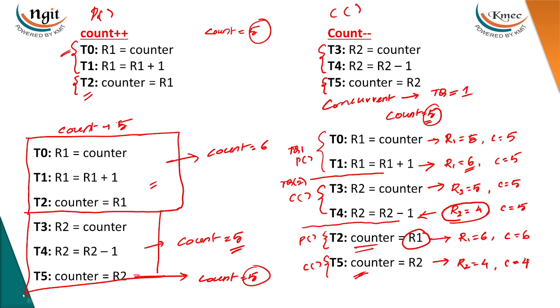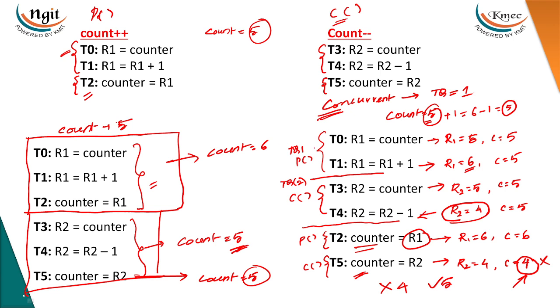Okay, now look at here. After one increment and after one decrement the value should be 5, but here the final value of counter equal to 4, which is not correct. The correct value is 5. Do we get 5? No, we are not getting it, because we are executing interleaving or concurrent execution of the producer process and the consumer process. If we execute all the statements of count plus plus and count minus minus in assembly level language completely, we get the correct value.